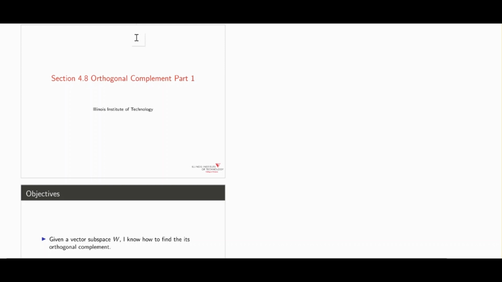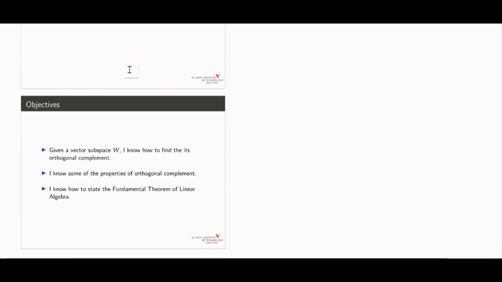So for the objective, we have to make sure that you know how to find the orthogonal complement of a subspace W, which is sitting in Rn. And you need to know some of the important and interesting properties of orthogonal complements, and you need to know how to state the fundamental theorem of linear algebra. Okay.